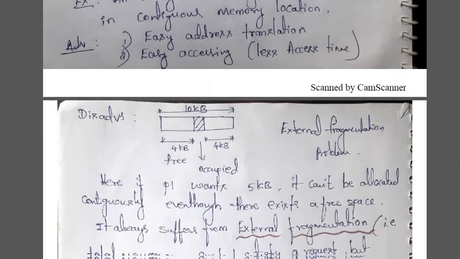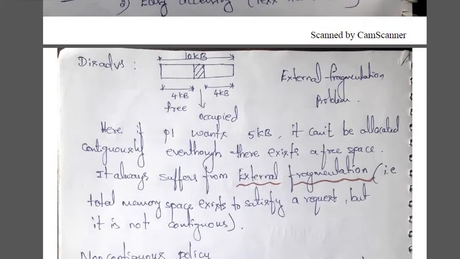What are the disadvantages? There are also disadvantages in allocating the memory continuously. Suppose I have 10 kilobytes of physical memory available, in which at a particular point of time there is a free space of 4 KB in the first block, and in the middle some other process has occupied 1 kilobyte.